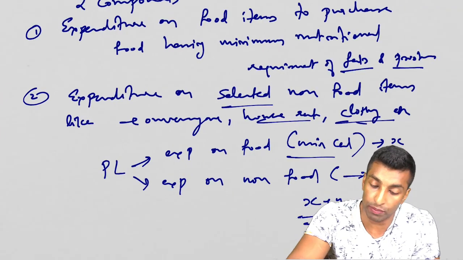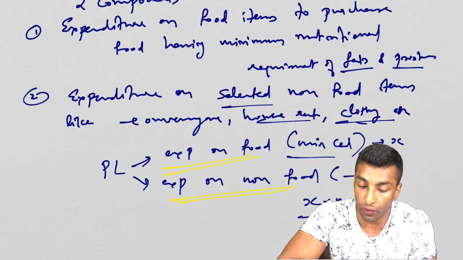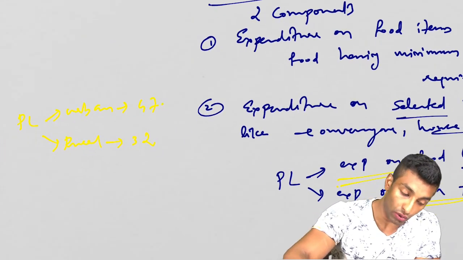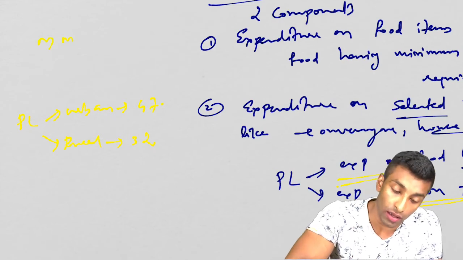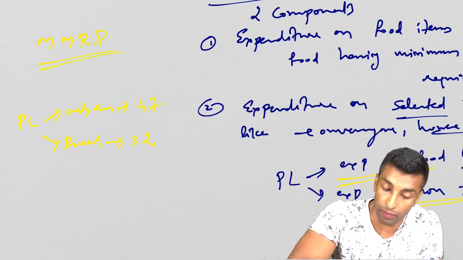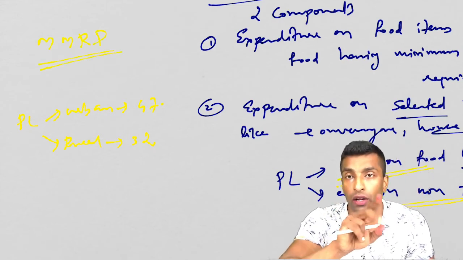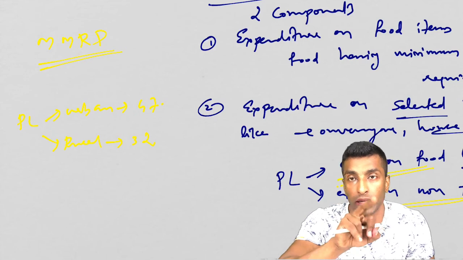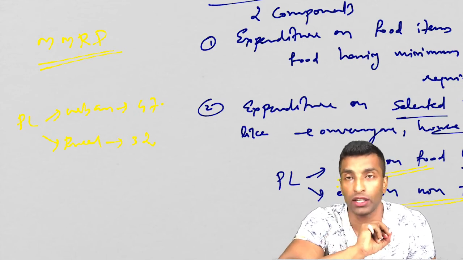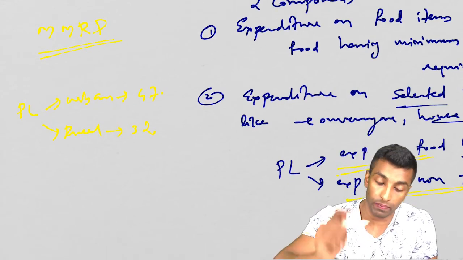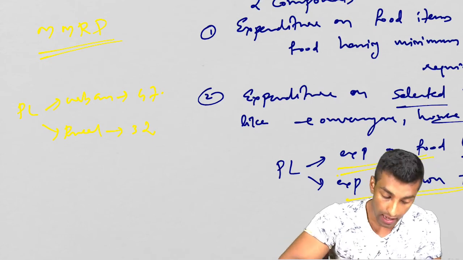So how is this poverty line measured? Two components, expenditure on food and expenditure on non-food. Which method is used? Modified mixed recall period method is used. So Lakdawala uniform recall period, Suresh Tendulkar mixed recall period, Dr. C. Rangarajan modified mixed recall period. Here this is how you get the poverty line.